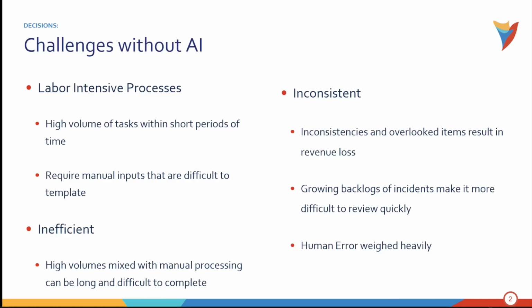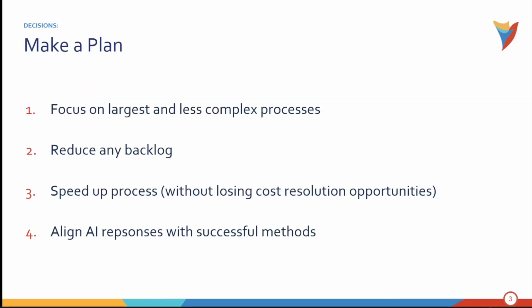There are inconsistencies as well. When you rely on humans, human error can weigh heavily on a lot of processes, both slowing them down and opening them up to errors that could even result in a revenue loss, depending on the process and where those errors are occurring. And then there are backlogs of incidents. As you build up your processes, you may have a growing backlog that can become very difficult to manage. So there are a lot of issues you may come into, and AI could potentially be a good pathway to help you with them.